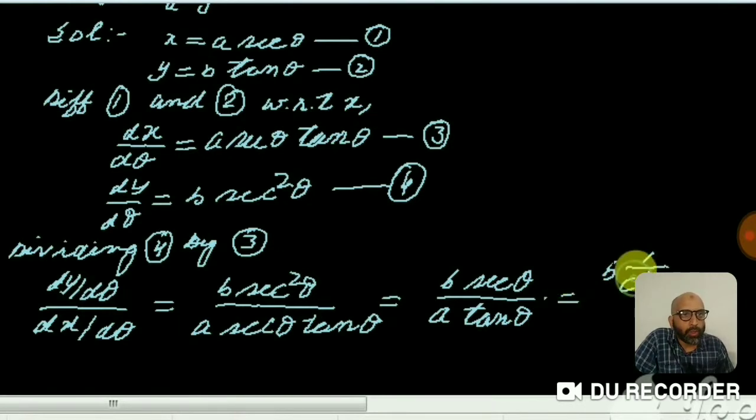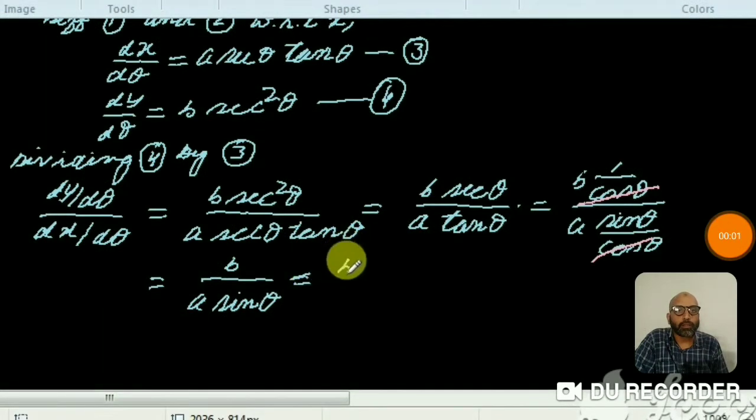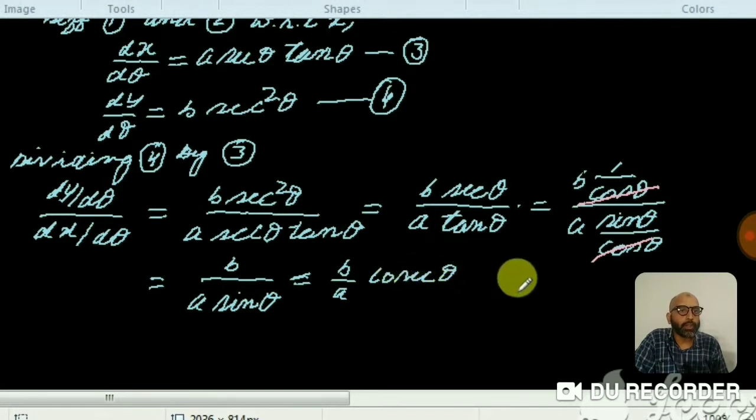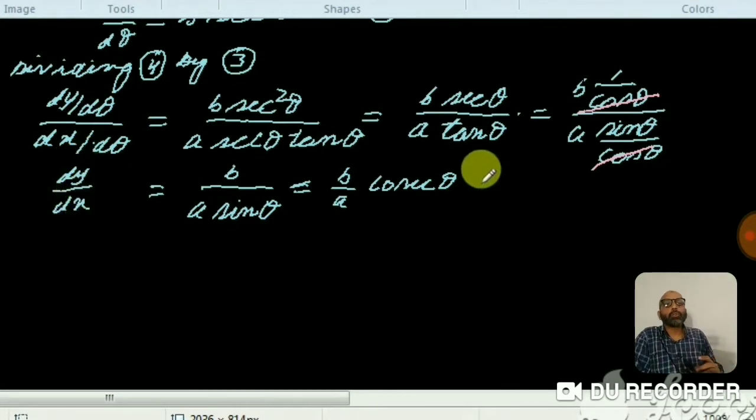Now we may write it as b 1 upon cos theta, because sec is the reciprocal of cos, and in denominator a sin theta upon cos theta in place of tan theta. So cos theta is cancelled from numerator and denominator, and we get b in the numerator and a sin theta in denominator. So we may write it as b upon a cosec theta, because reciprocal of sine is cosec. So on the left hand side, as we know, dy upon d theta upon dx upon d theta is equal to dy upon dx. So on the left hand side we get dy upon dx, and on the right hand side we get b upon a cosec theta.